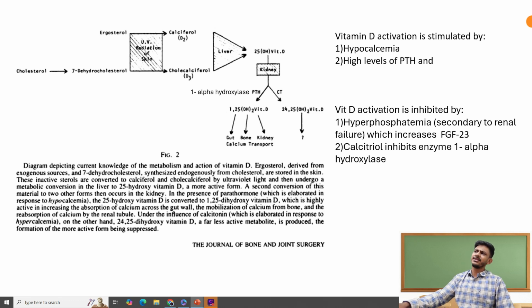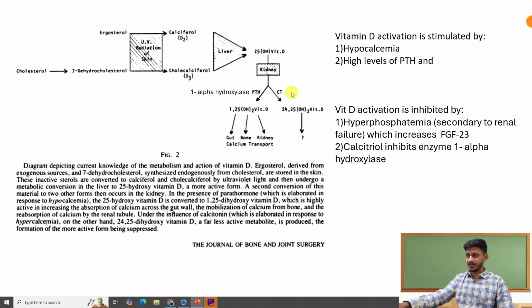So, what activates vitamin D? Hypocalcemia, because hypocalcemia stimulates PTH, and high levels of PTH activate 1-alpha hydroxylase, which converts the inactive form of vitamin D to the active form of vitamin D. You can see here 25-hydroxy vitamin D, 1-alpha hydroxylase acts because of PTH, and it's converted to 1,25-dihydroxy vitamin D, which goes to the gut and increases calcium and phosphate absorption.